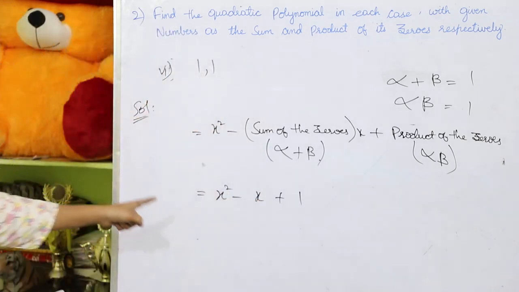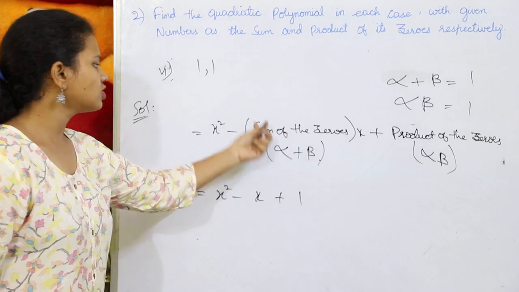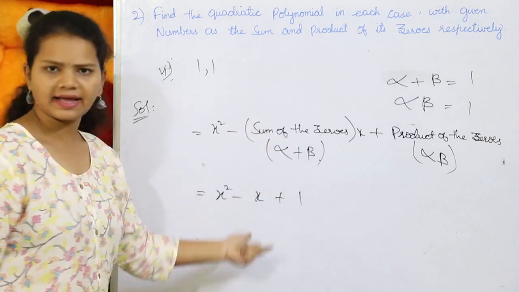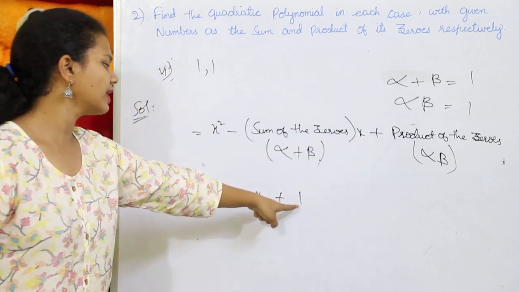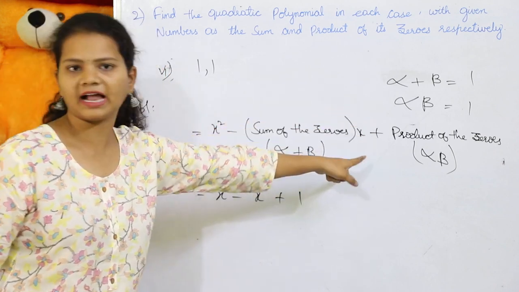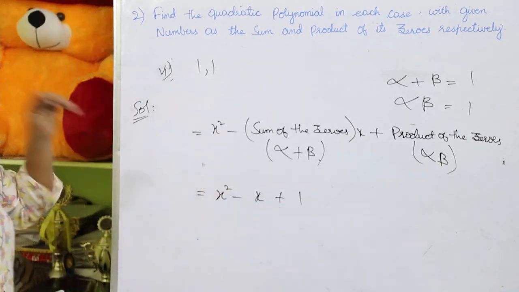So this will be the answer, guys, where x square minus x plus 1 will be the answer, because sum of the zeros means 1, right? So 1 into x, that's all. Plus the product of the zeros. Product of the zeros means what? Here they have given alpha into beta. Alpha into beta value is what? 1. So therefore I have written 1. x square minus x plus 1.